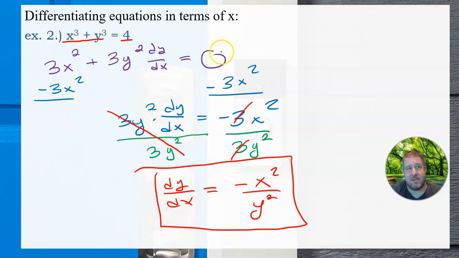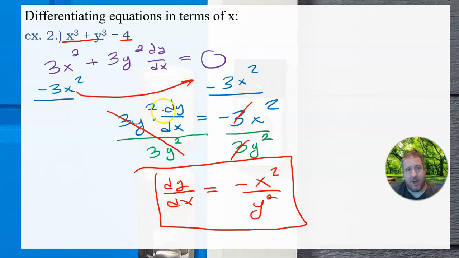Derivative of any constant is 0. That's the easy side. Derivative of this is 3x squared. Derivative of this is 3y squared dy/dx. And remember, we're trying to find dy/dx, the actual derivative itself. Now, with the x, it doesn't really matter because it's dx/dx. They just cancel each other out. So the next thing I'm going to do is move this to the other side, as you can see.